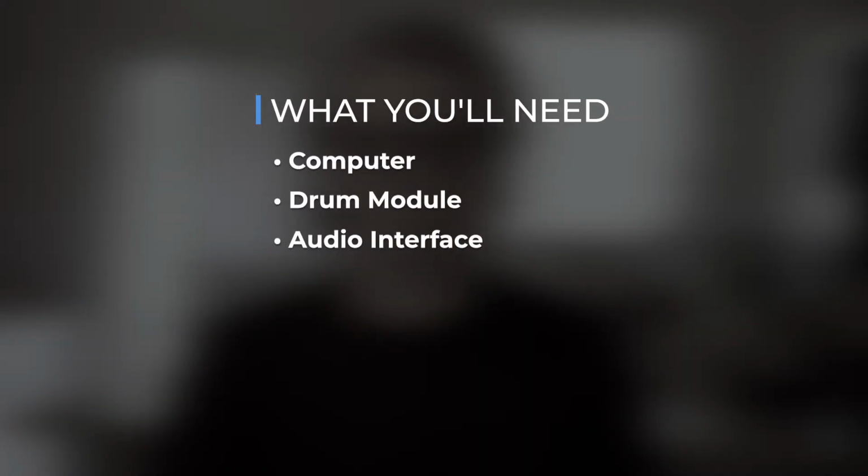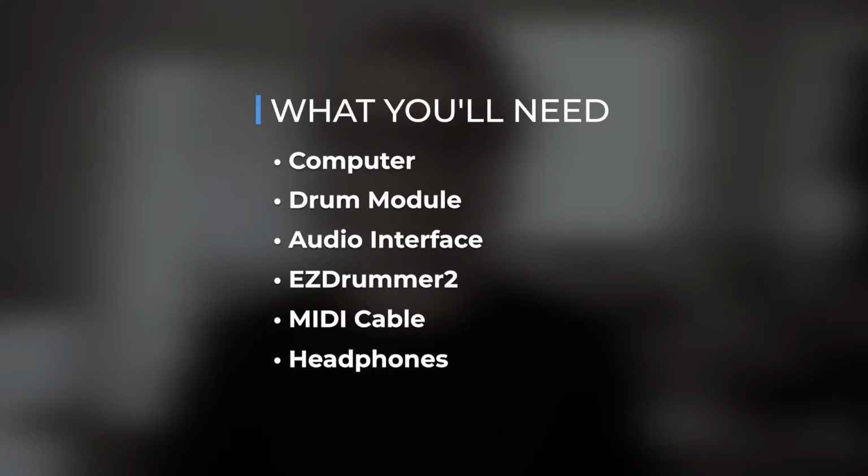In this video, I'm going to show you how to connect your electronic drum set to EZDrummer. Here's what you're going to need: a computer, a drum module, an audio interface, EZDrummer2, a MIDI cable, and a pair of headphones.